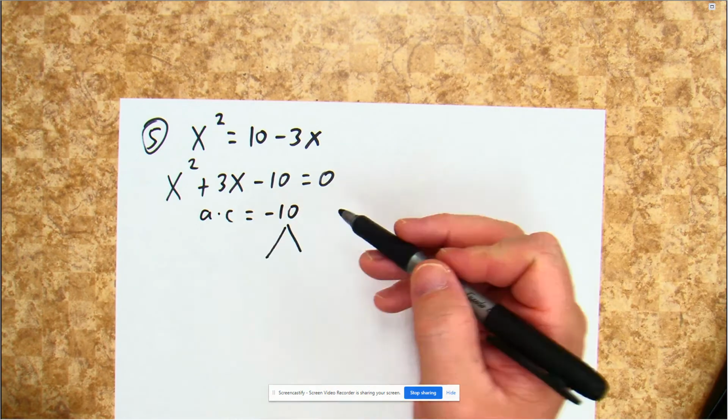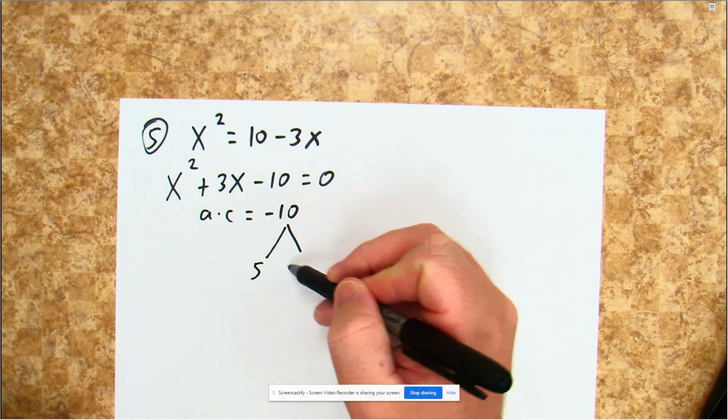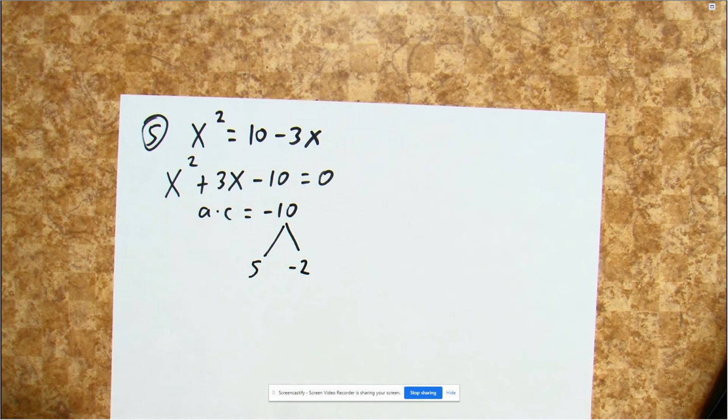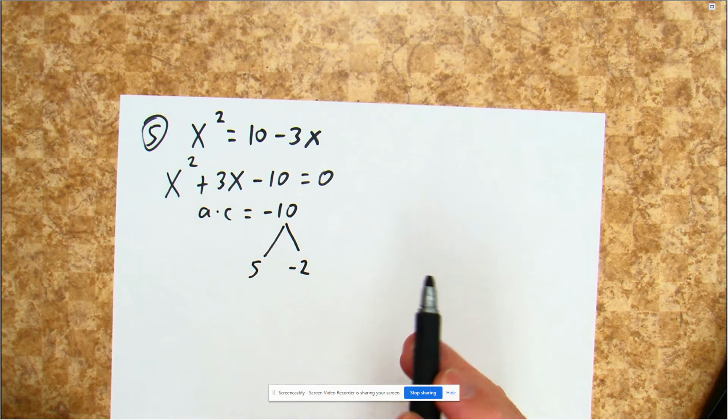Looks like 5 and 2 because the difference is 3, but the 5 has to be positive. The reason being is 5 and negative 2 give you that positive 3. You always have to pay attention to the positive and negative signs.